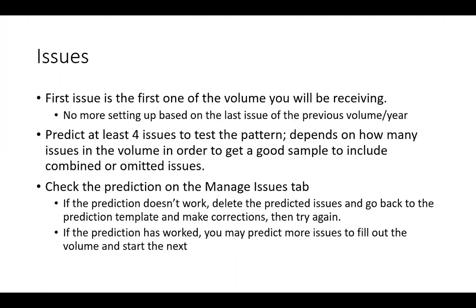Now, when you go to create it, it asks you for an issue to base it on, and there's no more having to go backward in time and base on the previous year's issue or the previous volume's issue. The first issue is going to be the first one of the volume that you're receiving. I would say predict at least 4 issues to test the pattern, but that depends on how many issues are in the volume, in order to get a good sample to include combined or omitted issues to see if the pattern's really working. And then you go to the Manage Issues tab to check on the prediction to see if the issues came out the way you wanted them to.